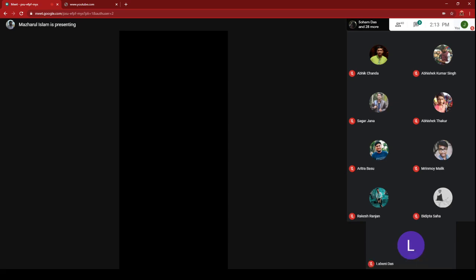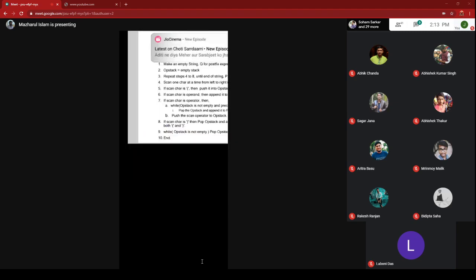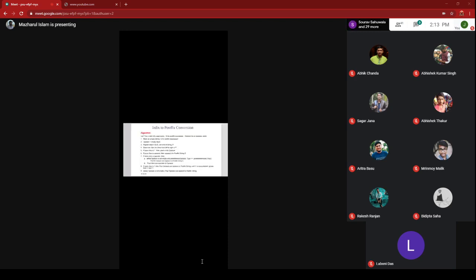Okay, and in this way you have to scan each and every character of the infix expression. After that you may see that some operators are still left in the operation stack. Okay, and then you will simply pop them one by one and append them to the postfix expression queue.